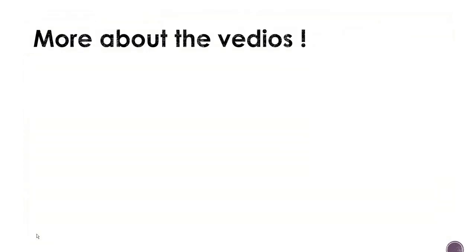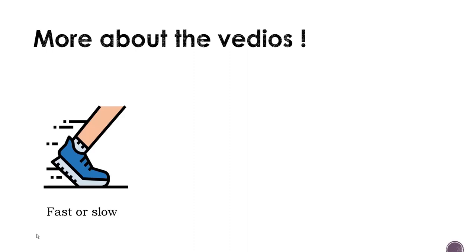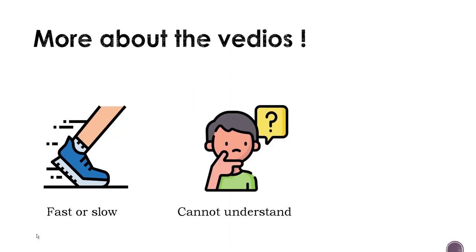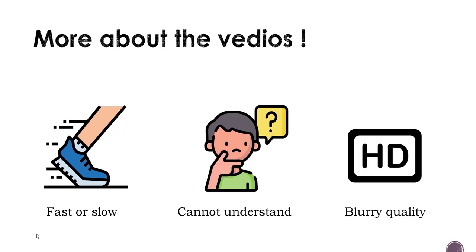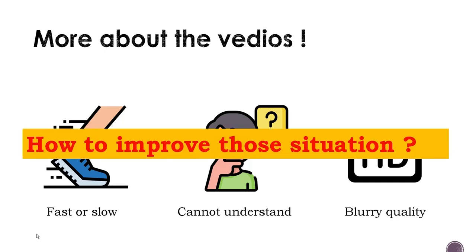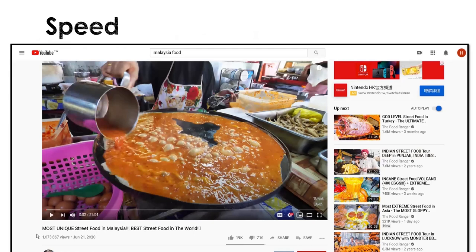We already know how to find videos. Maybe you will encounter some situations when you watch videos. For example, you think the speed of the video is too fast or too slow. Another situation is that you don't understand what is being said in the video. The last situation is the video is too blurry to see the content. And YouTube can deal with these problems. Let's keep watching.